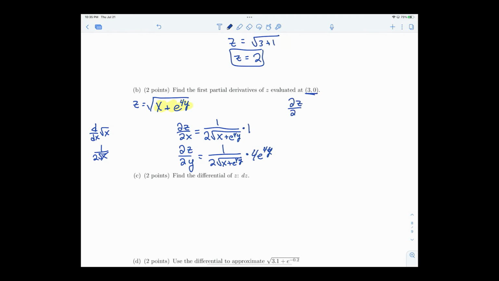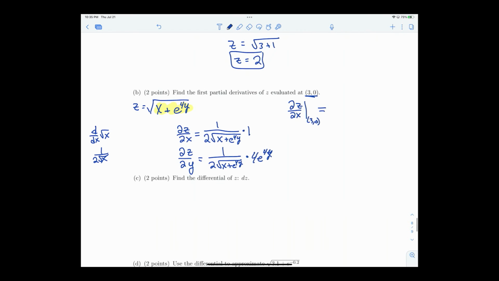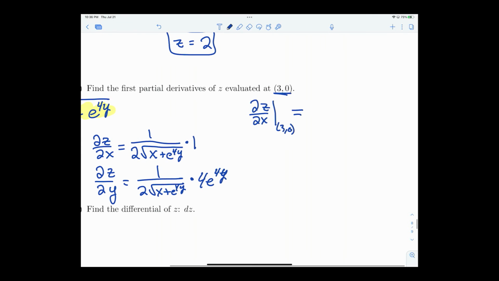So dz/dx evaluated at (3, 0) is, well, let's put it in. So we have dz/dx = 1 over 2 square root of 3 plus e to the 0 again. So of course this is 4. Square root of 4 is 2. 1 over 2 times 2 is 1/4.